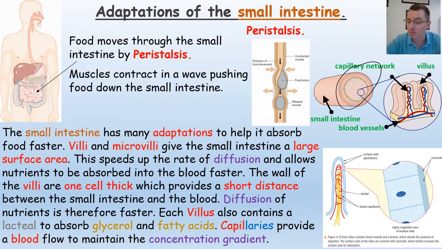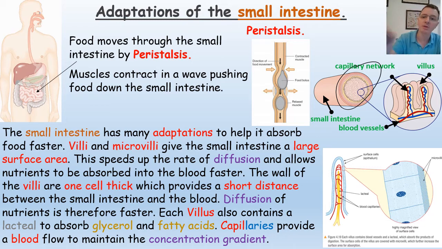So, as I said previously, there's an awful lot of digestion that goes on in the small intestine. We've got enzymes that can break down all the 3 large insoluble molecules and break them into small soluble molecules. So it needs to have a lot of adaptations to help it absorb the food faster.